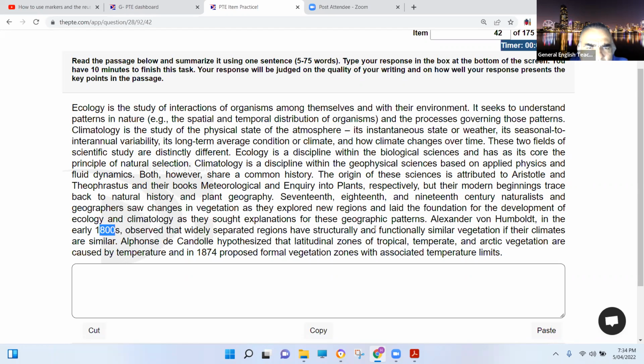Very good. It's Simon's. Simon, the underlying principles of ecology, the study of the interaction of organisms, pertain to understanding patterns in nature. The significance of providing climatology, again with a capital C, relates to not only ecology, again with a capital E that shouldn't be, but also applied physics and fluid dynamics, so as not to undermine the crucial implications of Aristotle and Theophrastus, Alexander van Humboldt, as well as vegetation zones. Very good. Okay, that's fine.